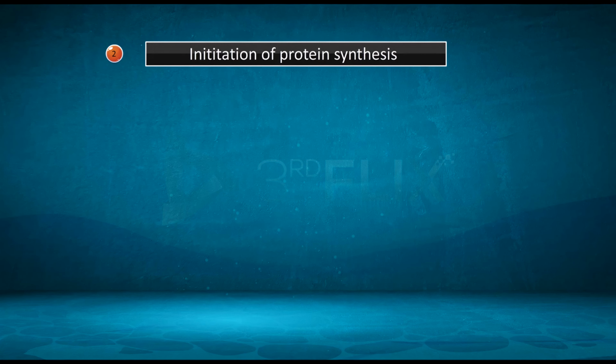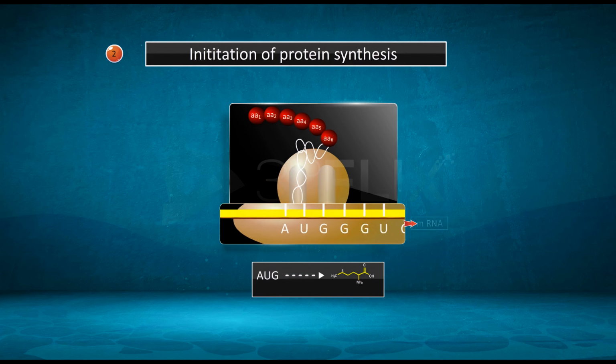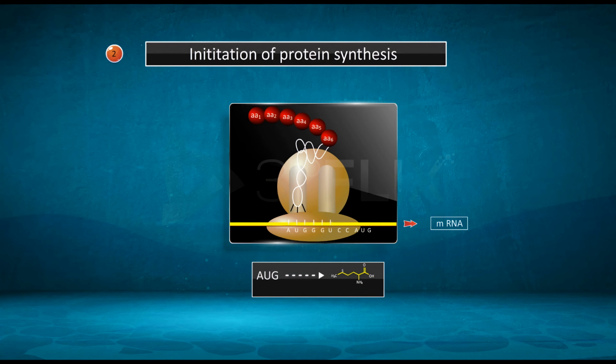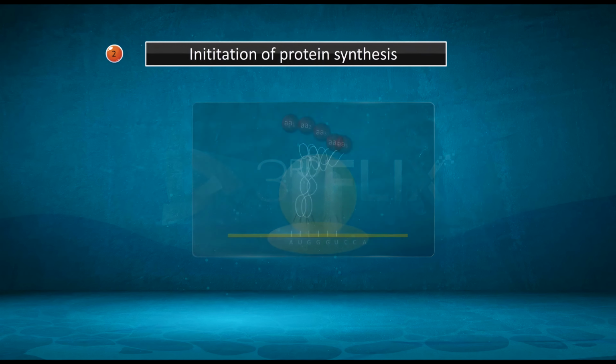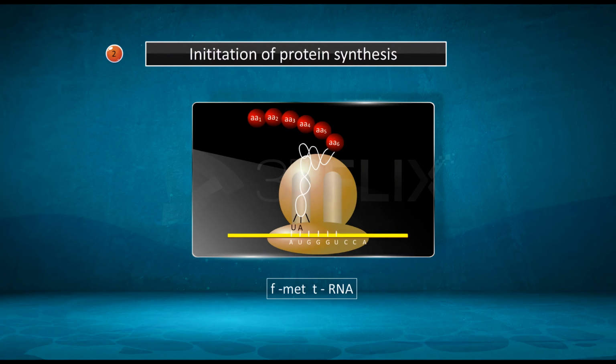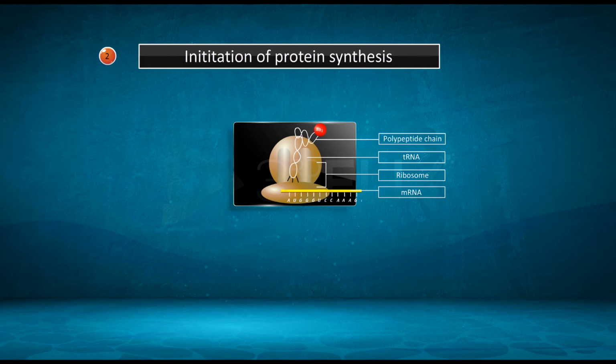Initiation of protein synthesis. Initiation of protein synthesis is introduced by the mRNA, coding for amino acid methionine. A formyl group is attached to methionine to form formyl-methionine. The formyl-methionine tRNA brings the formyl-methionine, which is accepted by the 30S subunit, at the AUG codon near the P site. The initiator amino-acyl tRNA combines with ribosomal subunits mediated by mRNA to form the initiation complex.